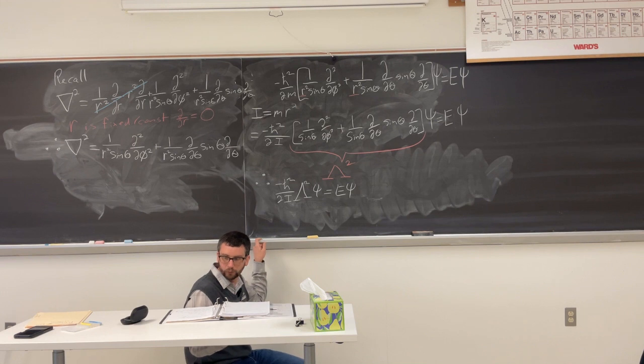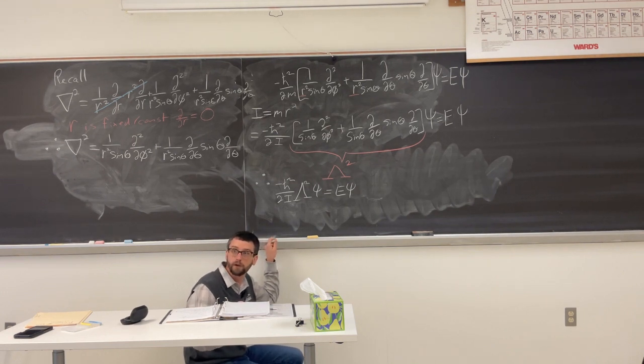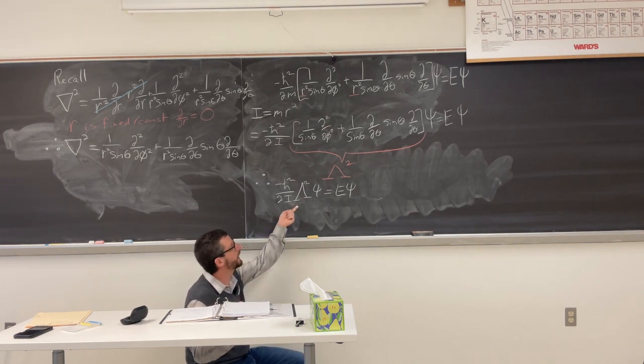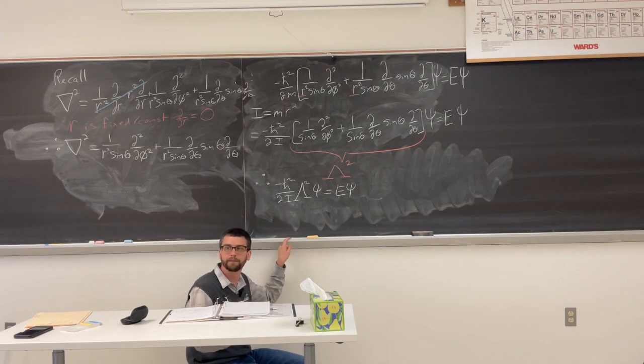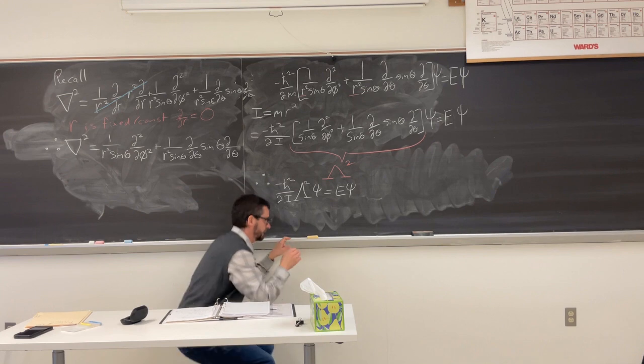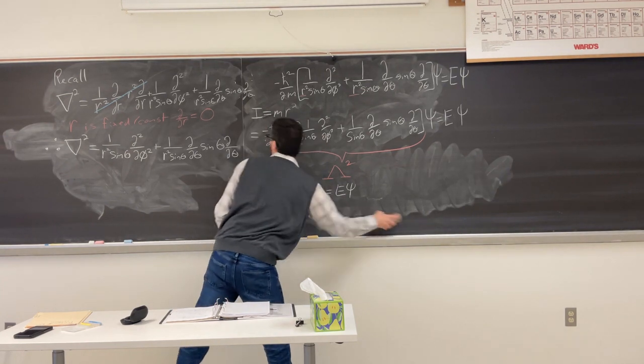Okay, we have a Hamiltonian. We know what it looks like. We've derived an expression to get our energy. What's our next step? Yep, we gotta find the wave functions.